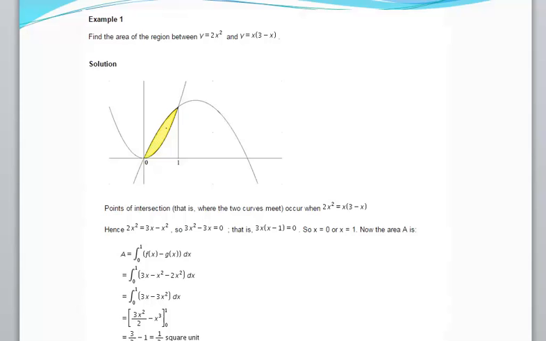Okay, so now we want to find the area between y is equal to 2x squared. If we were to plot that here, this is our y is equal to 2x squared. And here we'll put in green, y is equal to 3x minus x squared. So we can go through the process and find how to plot these, but at the moment we're interested in finding these areas.